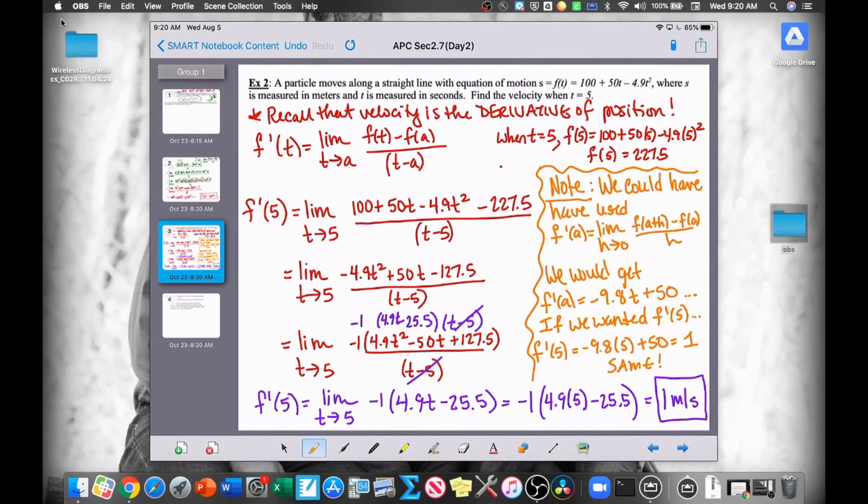So we could have done this problem a different way. We chose to use the f of t minus f of a over t minus a because we knew that t was 5 and we were only looking for the derivative in that one location. But we certainly could have found the generic equation for the derivative and then used that to find the derivative when t was 5.